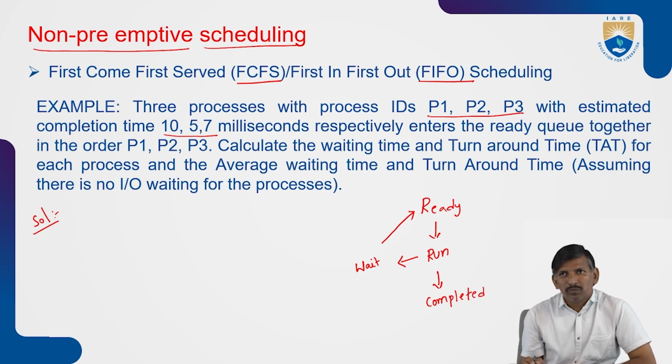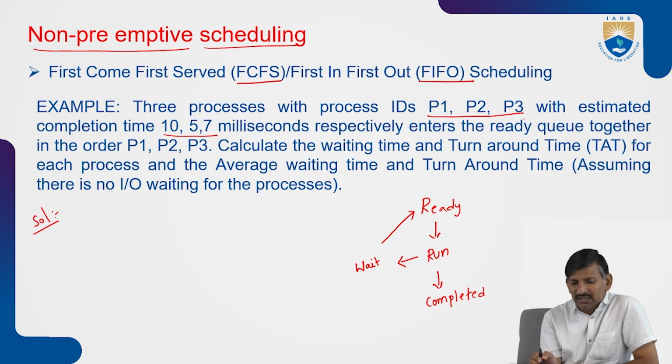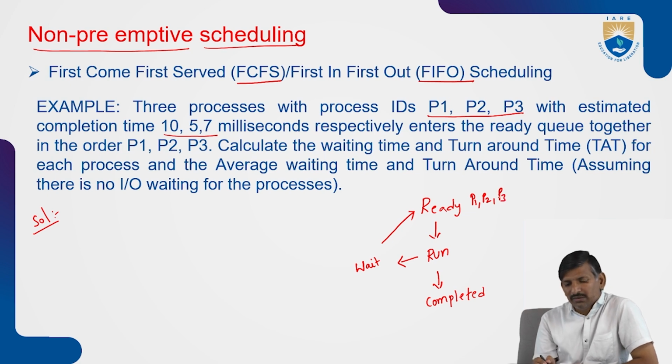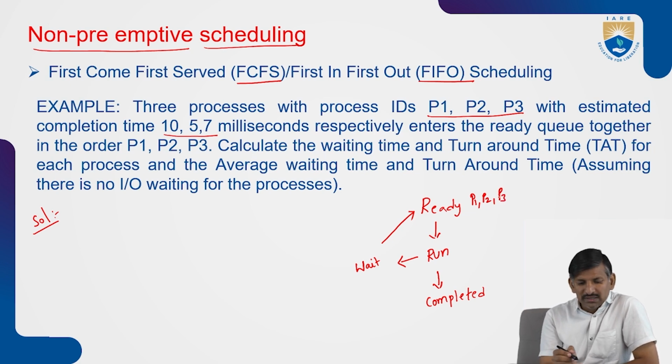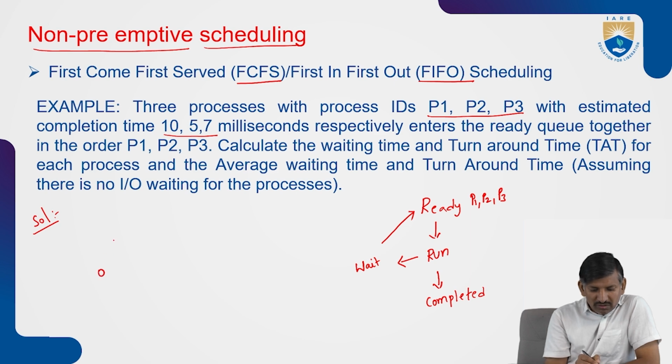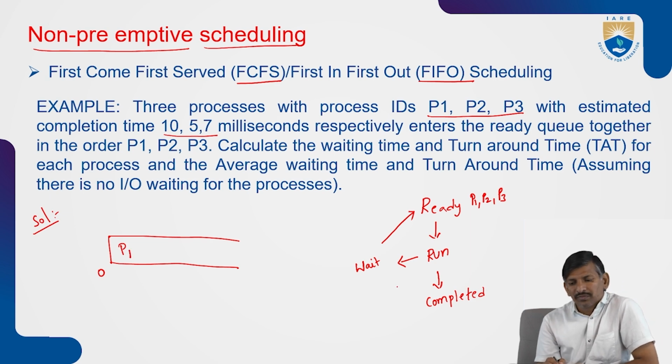So at the time of 0, three processes enter into the ready state, in the order first P1, next P2, next P3. At that time, the CPU scheduler, since it is first in, first out, schedules the process that entered the ready state first. P1 first. So at the time of 0, P1 is scheduled for execution. Since it is non-preemptive, once P1 completes, only then will a new process get the CPU.